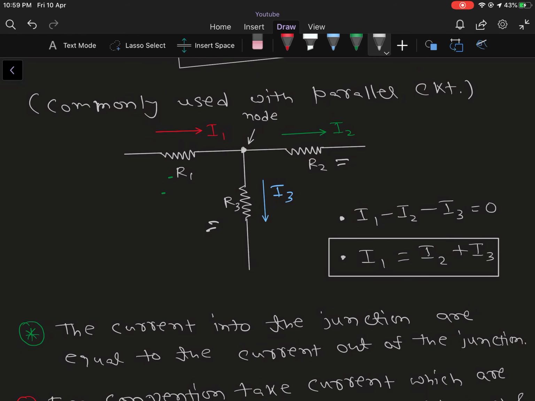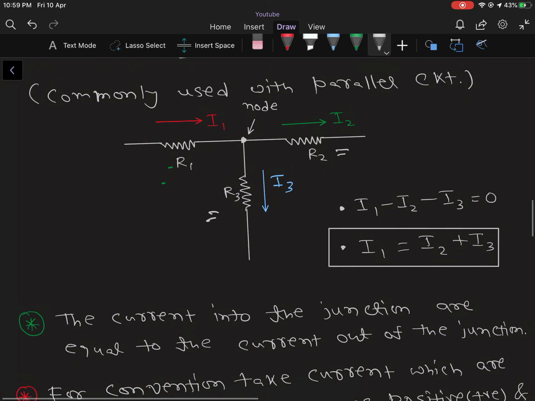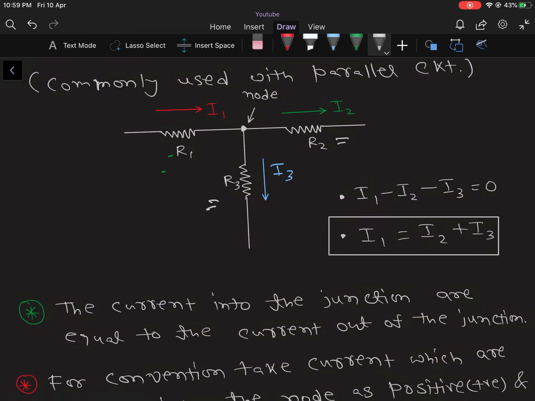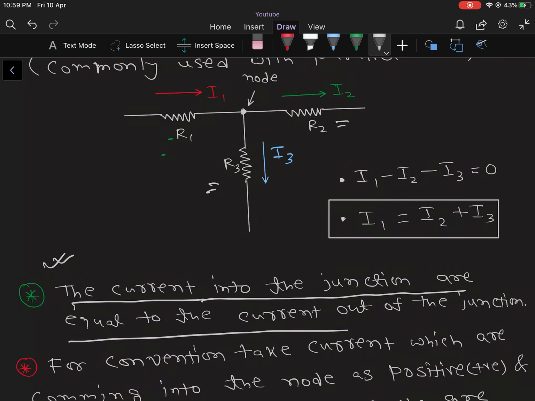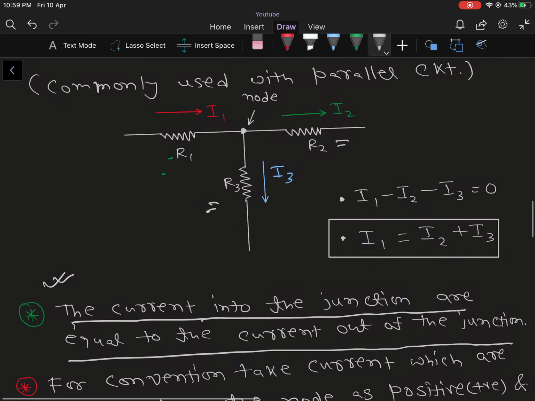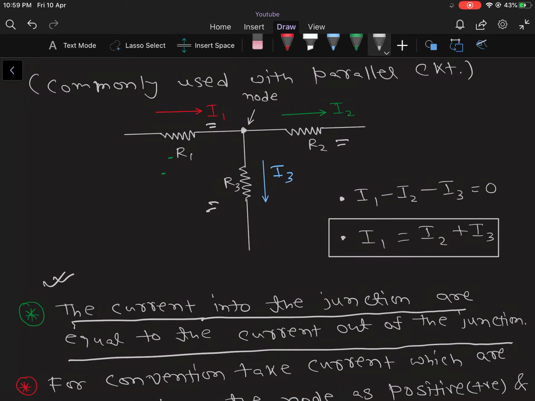Before applying this, there is another statement which will give us some idea of how to take the direction of current. An alternative statement of Kirchhoff current law is that the current into the junction is equal to the current out of the junction. That means here the current I1 is coming into the junction, so I1 equals the current coming out of the junction. There are two currents coming out of the junction, so I2 plus I3, these two currents, are coming out of the junction.